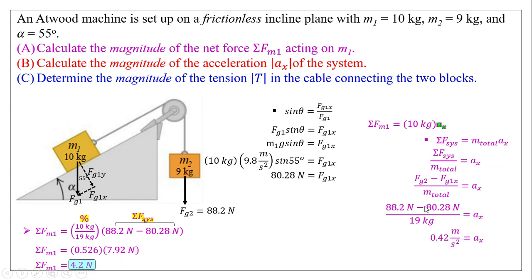So if you take the difference on top and divide it by 19, you should get a value of 0.42 meters per second squared. So that's the magnitude of our acceleration. Well, all you have to do is plug it back in.